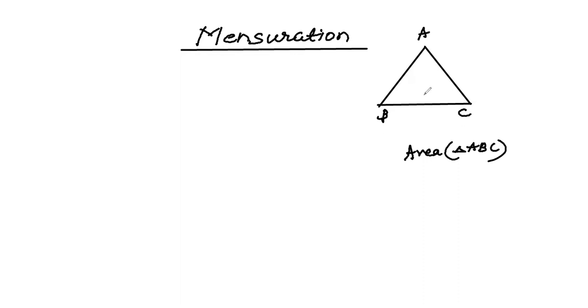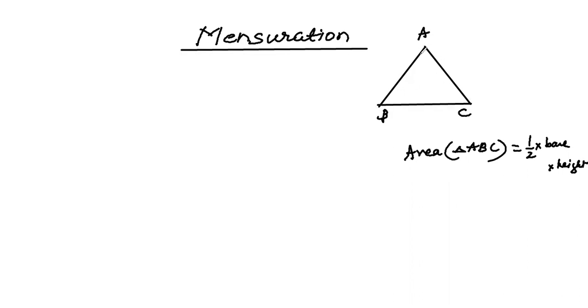But how to get this number? Obviously, by a formula. Right now, one formula, what I'm saying, is half into base into height. Half into base into height, in one line. Many students don't realize: the formula is there, but what is the base, and what is the height?